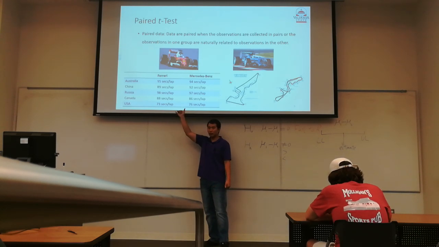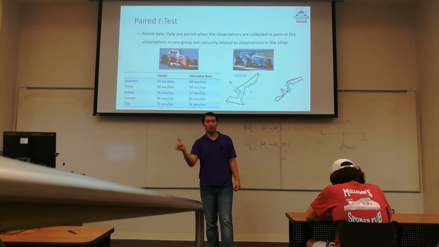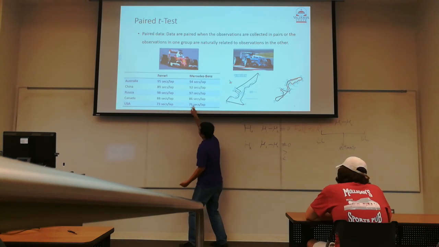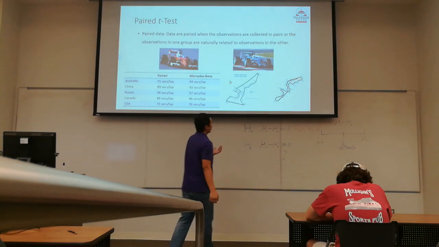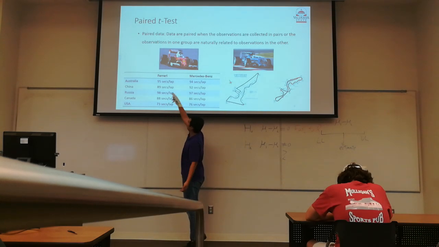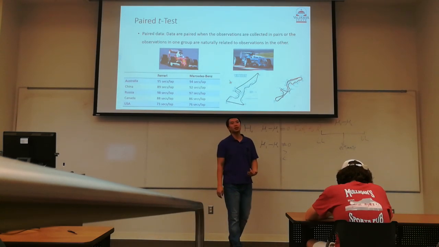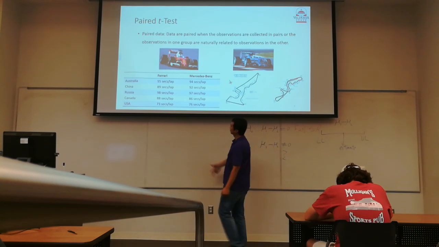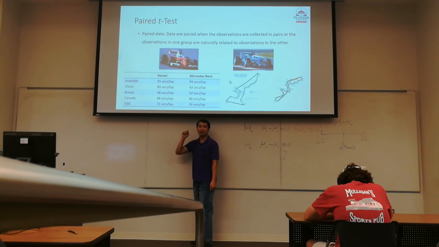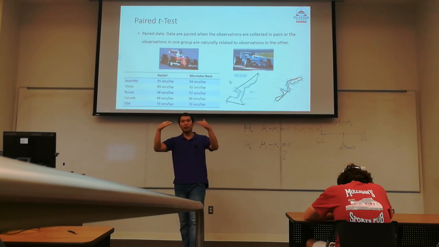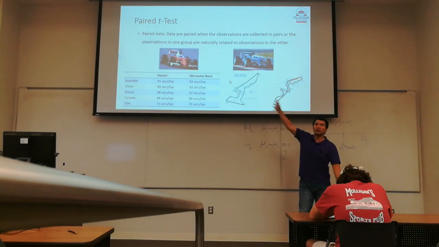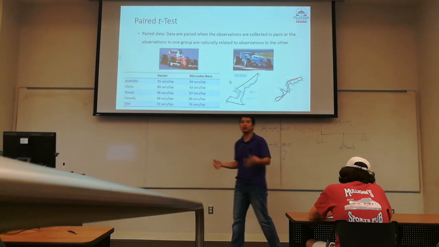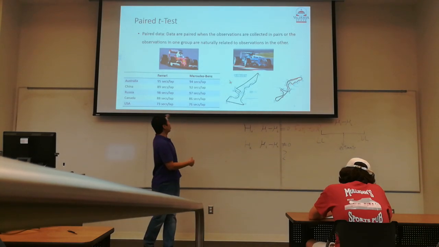And when we look at each pair, those two numbers are highly related because they are both from the US. Those two numbers are both from Canada, and from Russia, from China, and so on and so forth. I can do this comparison, but I cannot compare this value with that value, because those two numbers are from different countries, from different tracks. Those two tracks have different designs and different lengths. So we cannot do the cross comparison.